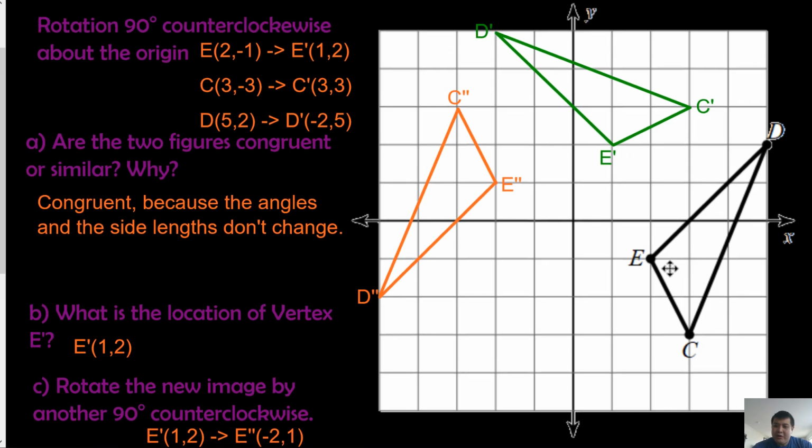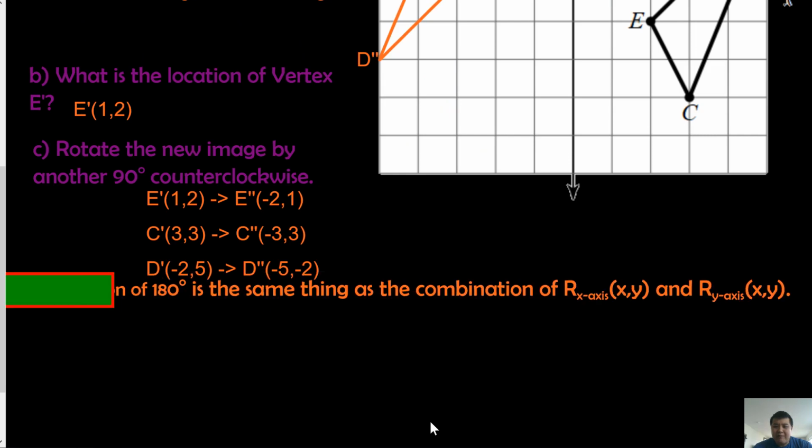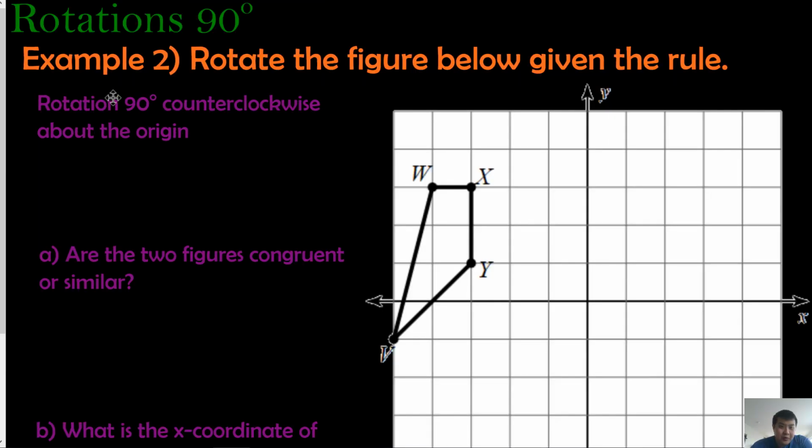Okay, notice how this can be obtained by reflecting the original image across the x and the y, because this E across the x would go right here, and across the y would go right here. Same thing with the C, reflected across the x, go right here, then across the y, go right here. D, same thing, across the x would go down here, and across the y, down here as well. So therefore, a rotation of 180 degrees is the same thing as the combination of reflecting over the x and reflecting over the y. So in this one, we're going to rotate it 90 degrees counterclockwise across the origin.